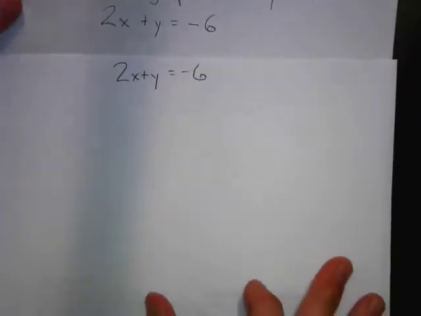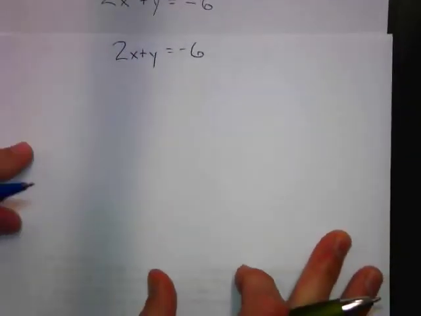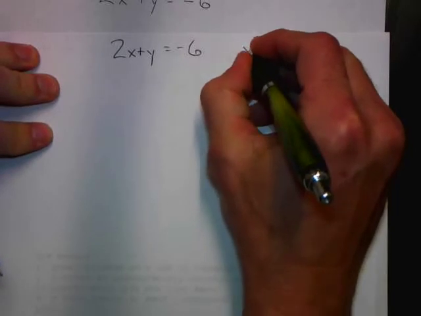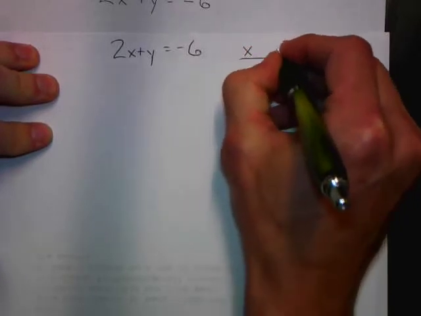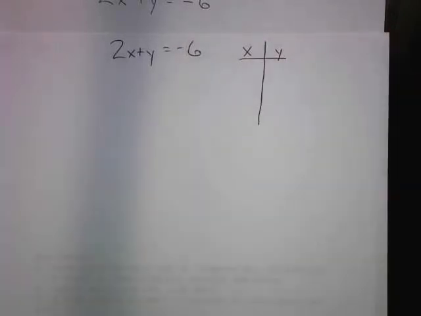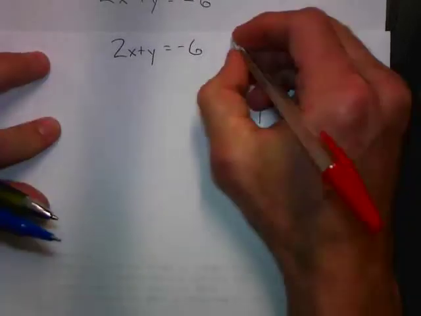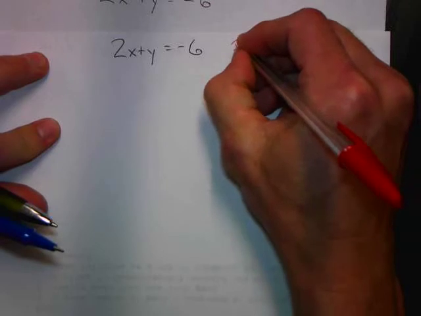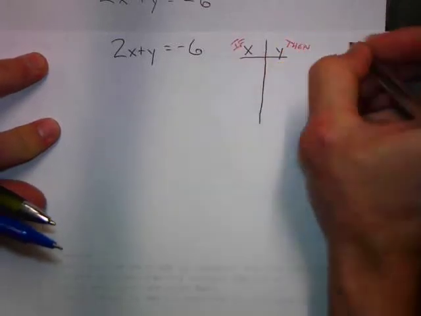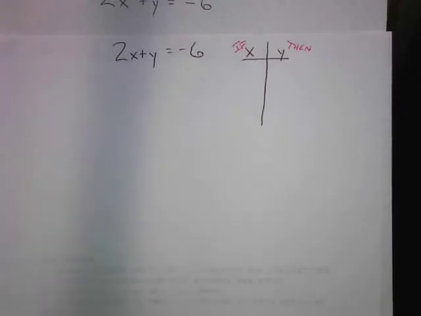And so what in the world is a table of values? Well, a table of values is a table. It's an XY table. Now, what we remember from the previous lesson is that when we're dealing with x, y, remember how we read it. We read it if x, then y. So we're going to build off of that knowledge. If x, then y. And then we're going to sketch the graph.